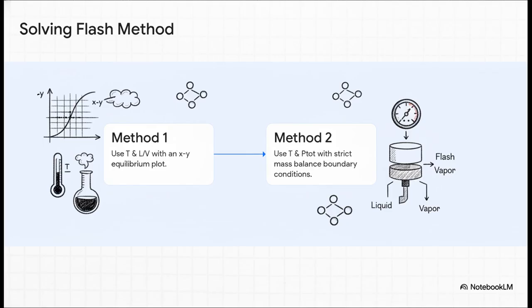So, how do we solve flash distillation problems? Well, engineers generally rely on two main methods. The first route leverages the temperature and the liquid-to-vapor ratio, using a graphical XY equilibrium plot to track down the exact compositions. The second route takes the given temperature and total pressure and applies strict mass balance boundary conditions to algebraically solve for those fractions. Whichever path you take, you're going to need a rock-solid grasp of your equilibrium data.